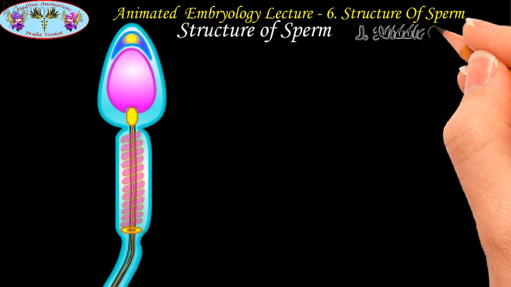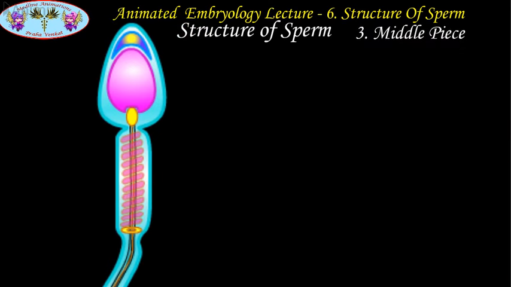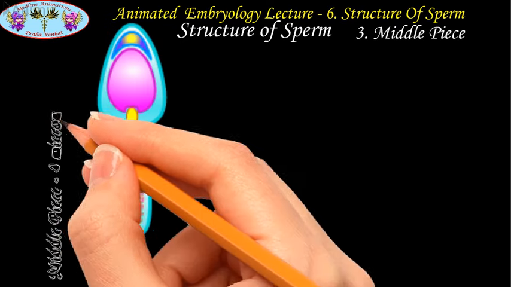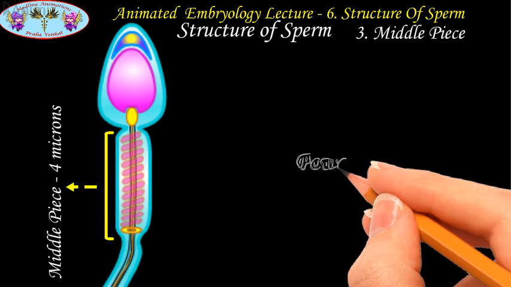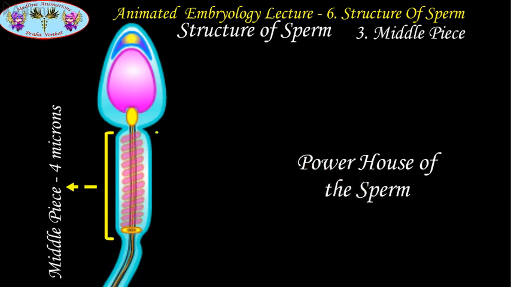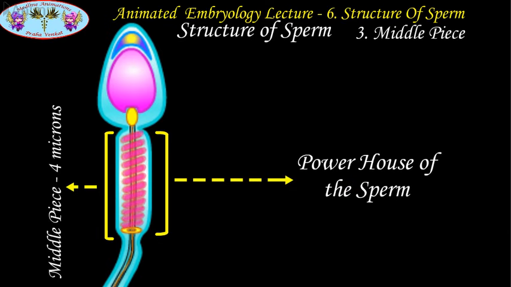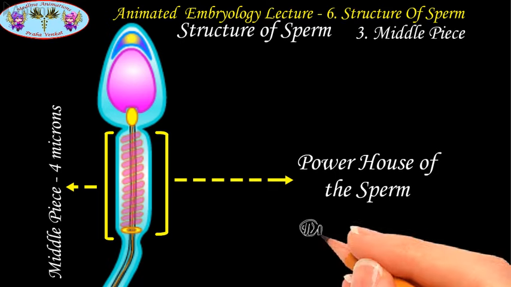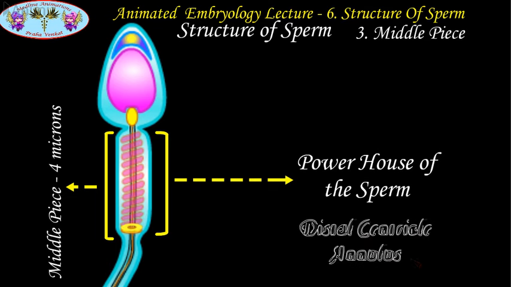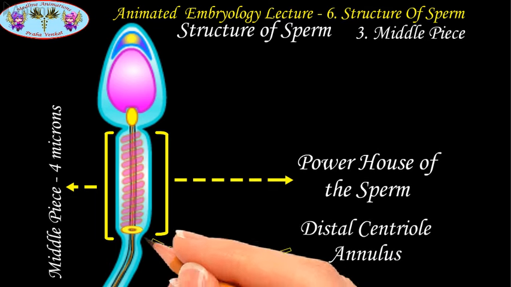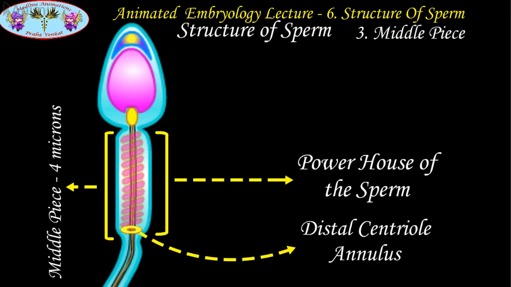The third part is the middle piece or the body of the sperm. It is a connecting portion between the neck and the tail and is about 4 microns in length. The middle piece is called the powerhouse of the sperm because it holds all the mitochondria. Here, the mitochondria are arranged in a spiral fashion around the axial filament and generate the necessary energy for the movement of the sperm. And finally, the ring-like distal centriole called the annulus is placed between the middle piece and the tail, marking the end of the middle piece.